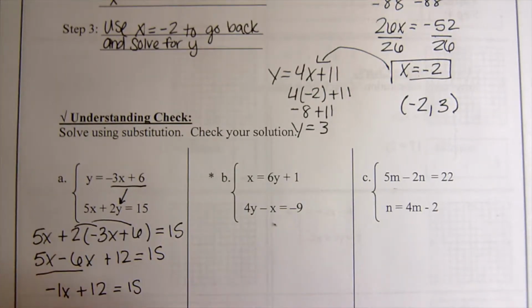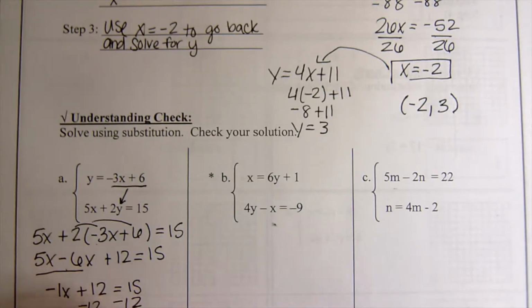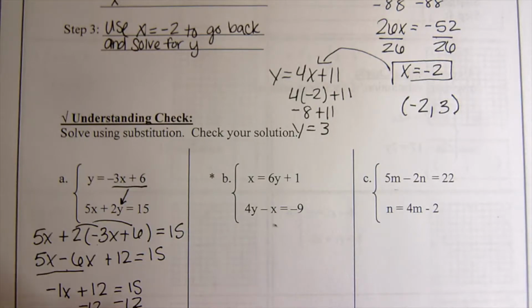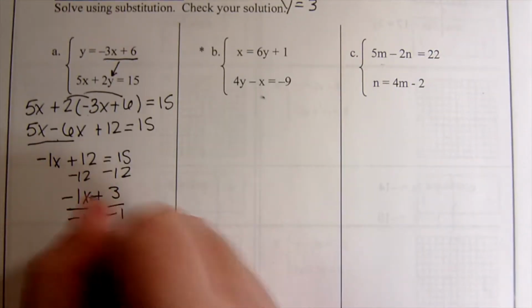Then what? You subtract 12. 2 times negative 3 is negative 6. I'm sorry. So, yeah, subtract 12 from both sides. Negative 1x equals 3. Divide both sides by negative 1. So, x equals negative 3.